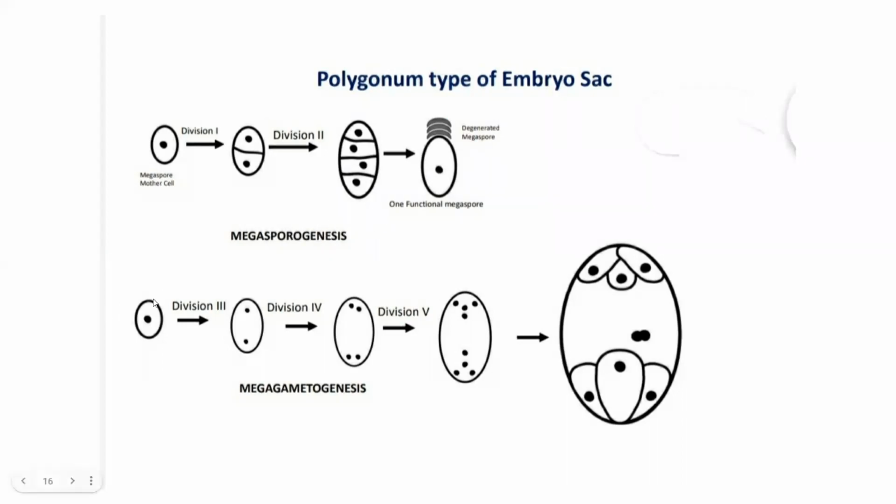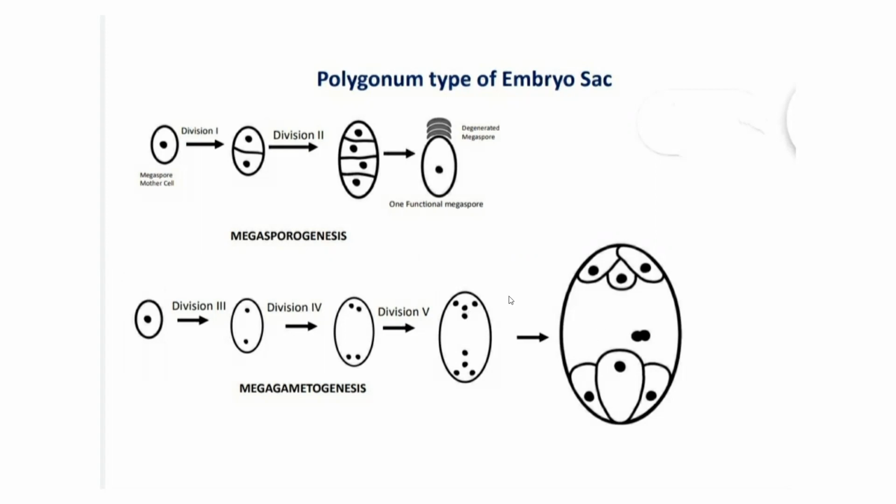Just take this one, which undergoes the third mitotic division. As a result of successive nuclear divisions, four nuclei are produced at each end: division 4, division 5, one gives two, two gives four, four gives eight. The three nuclei at the micropylar end form the egg apparatus.